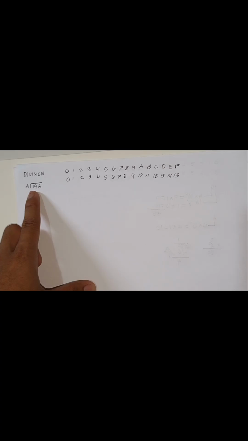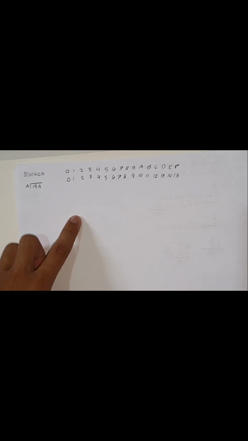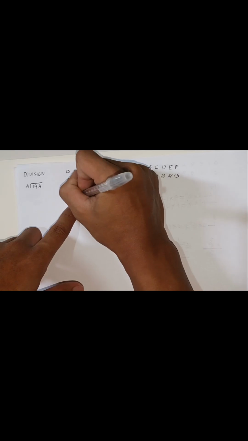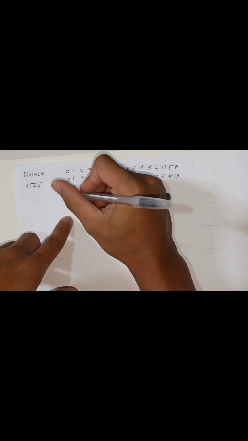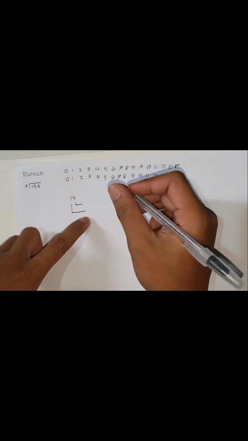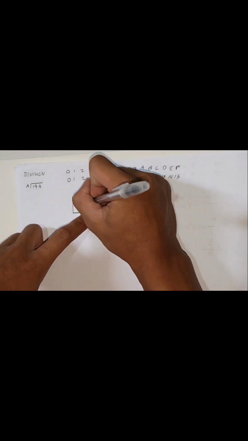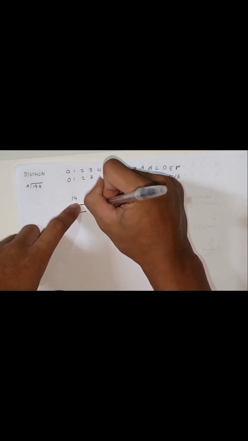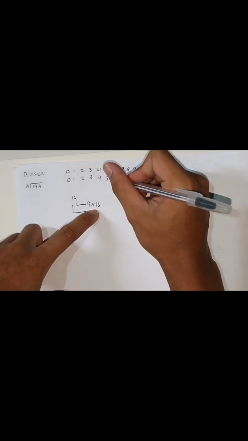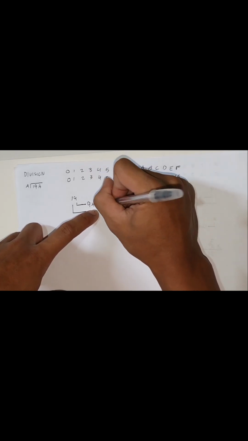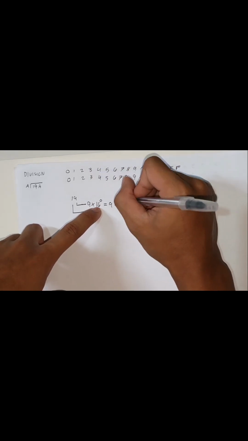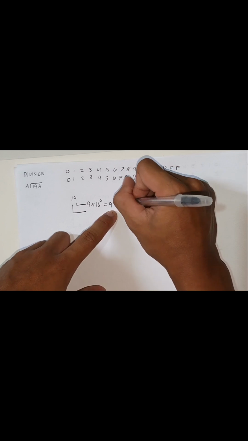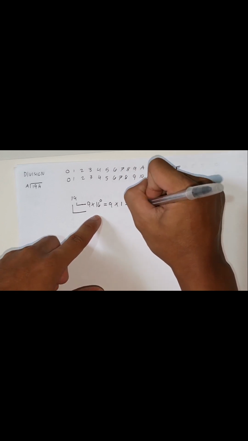So now let's start. We need to convert 19 and A into decimal. So let's start the process. This process can convert hexadecimal into decimal. So 9 times 16, which is the base of hexadecimal, raised to the power of 0. 16 raised to the power of 0 is 1. So 9 times 1 equals 9.